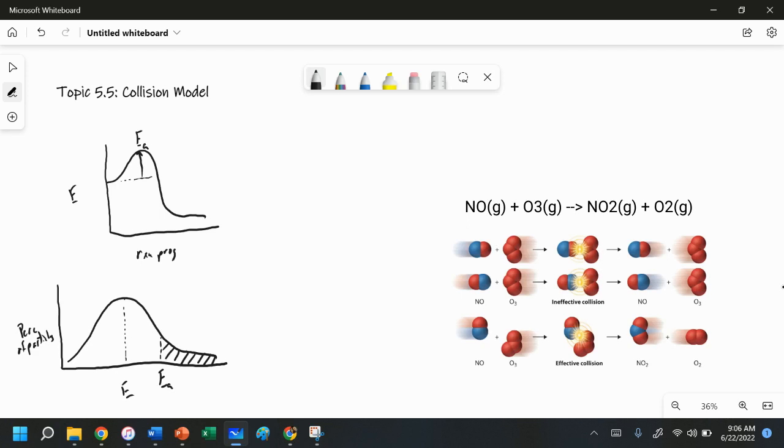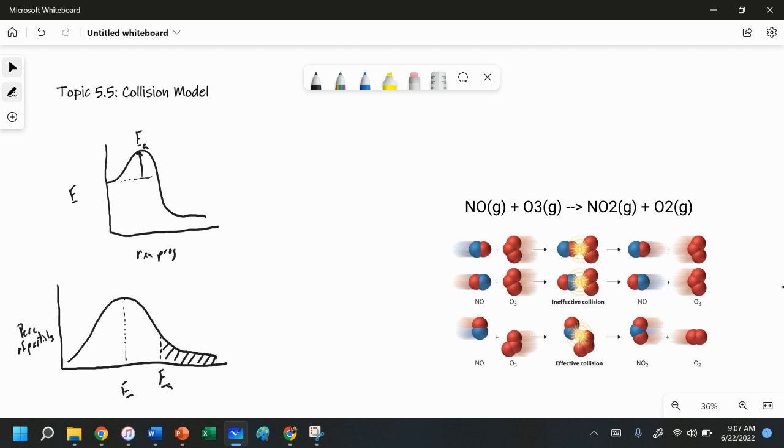So two things go into the collision model for an effective reaction. One is, do they have sufficient energy to react? And two, do they have the correct orientation to react? Also, because these two things affect how a reaction occurs, they affect the rate of the reaction. So if you have a lot of molecules that do not have enough energy to react, then you're going to have a slow reaction. If you have a whole bunch of molecules that aren't oriented correctly in their collisions, then you're going to have a slow reaction.